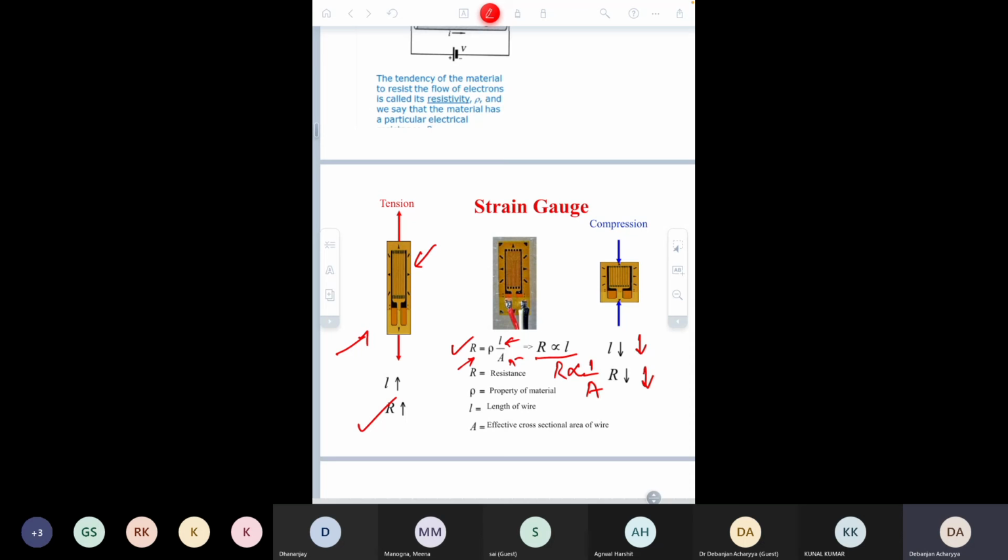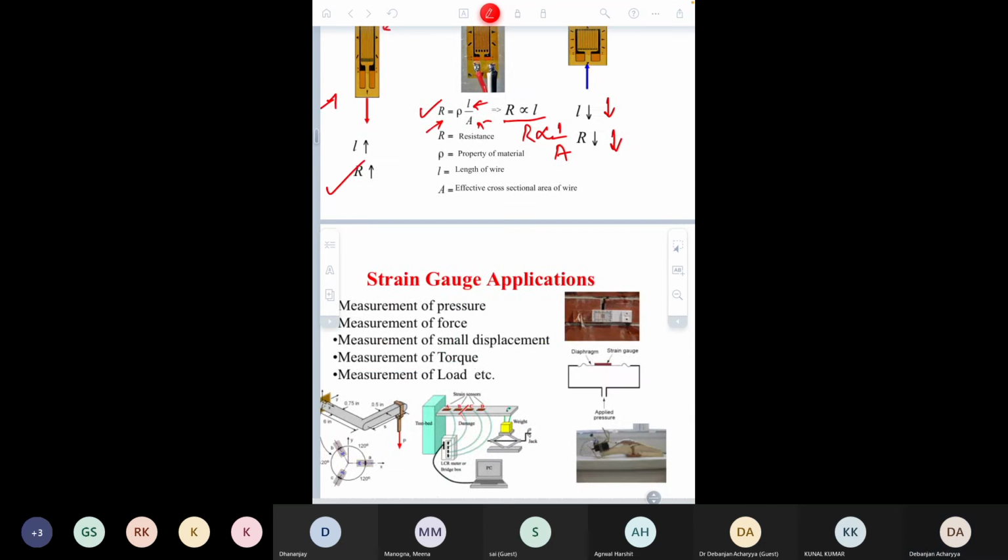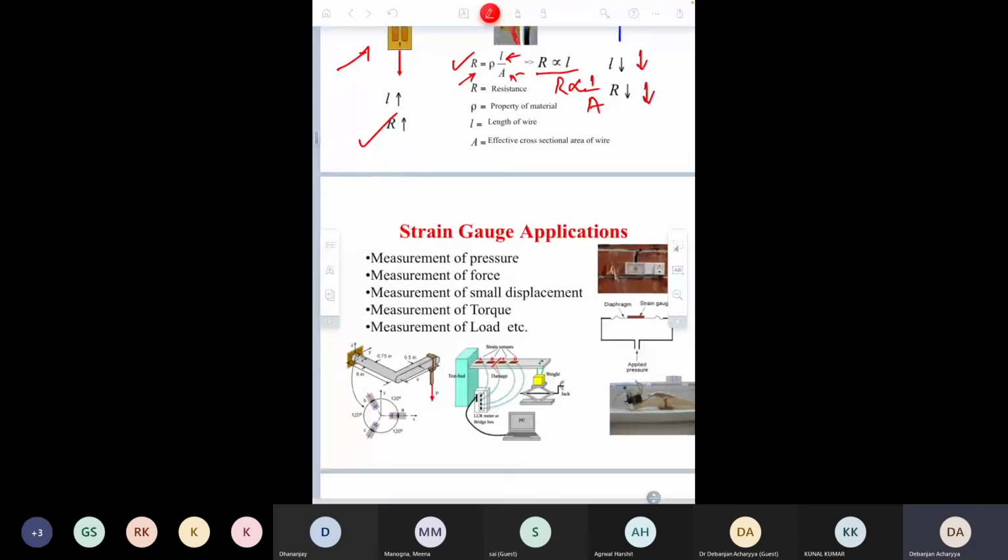There are different classifications, like bonded strain gauge and unbonded strain gauge. There are different signal processing circuits, like 2-wire measurement, 3-wire measurement, 4-wire measurement, the bridge measurements, and many more. The strain gauge is a well-established technology. Till date, it is also used even for industrial IoT and simple IoT applications. It is very simple, easy to use and low cost. As I told you, it can measure pressure, force, small displacement, torque, load, and many more.